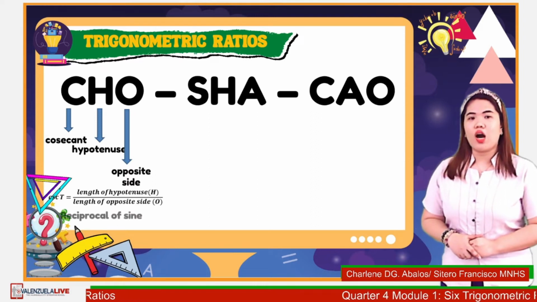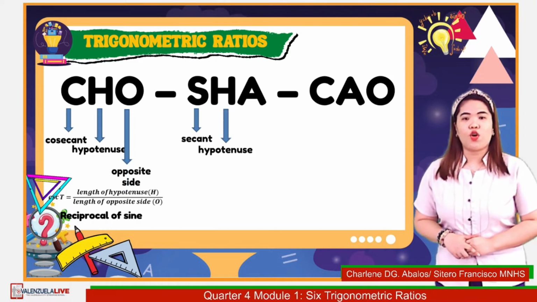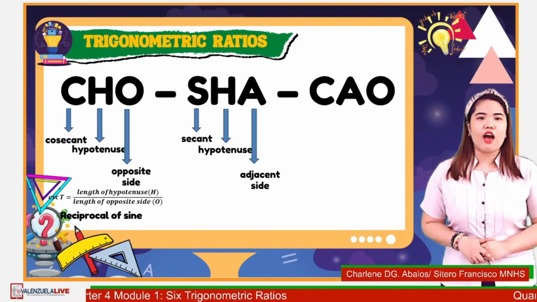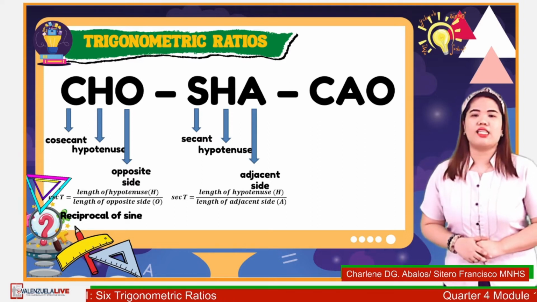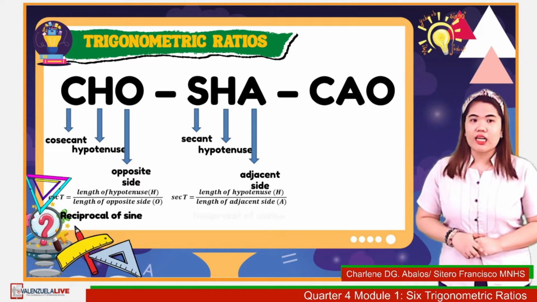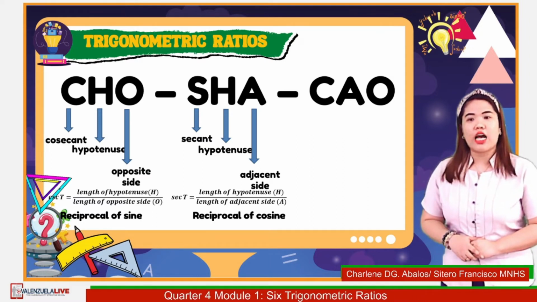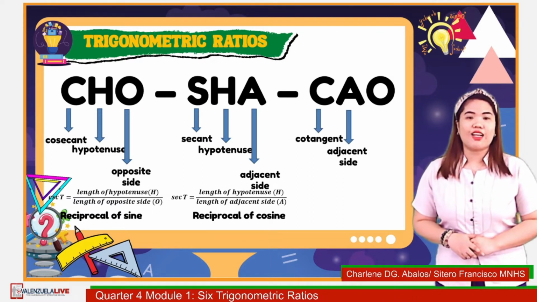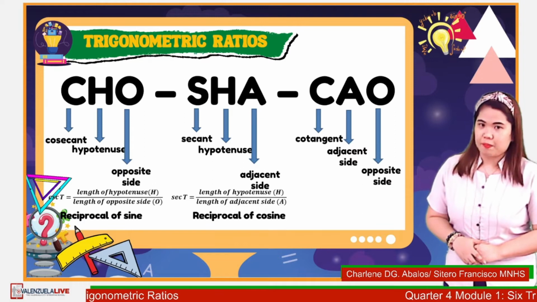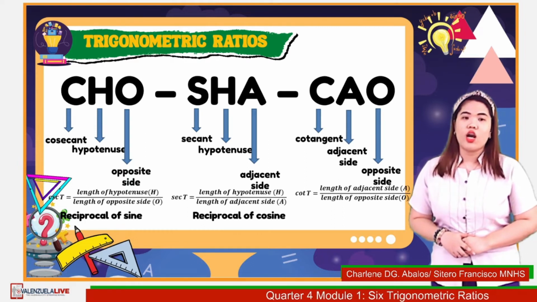SHA is the reciprocal of the cosine ratio. S stands for secant, H stands for hypotenuse, and A stands for adjacent side. That is why we have secant T is equal to hypotenuse over adjacent side. Remember that secant is the reciprocal of cosine. COT is the reciprocal of tangent. C stands for cotangent, A stands for adjacent, and O stands for opposite side. That is why we have cotangent T is equal to adjacent side over opposite side.